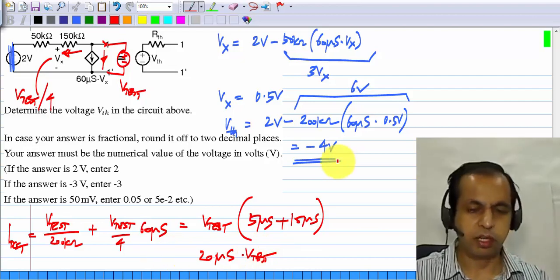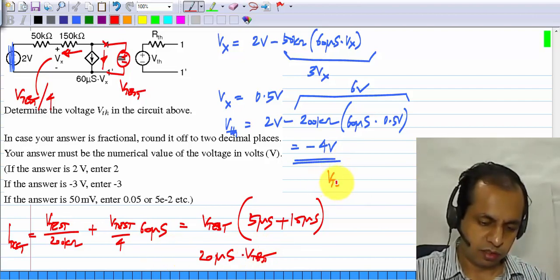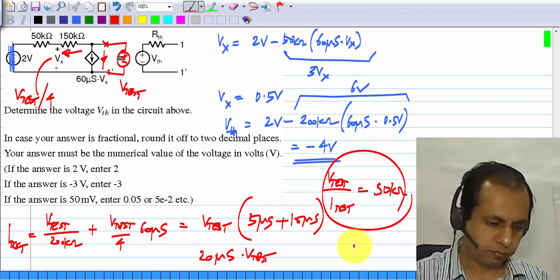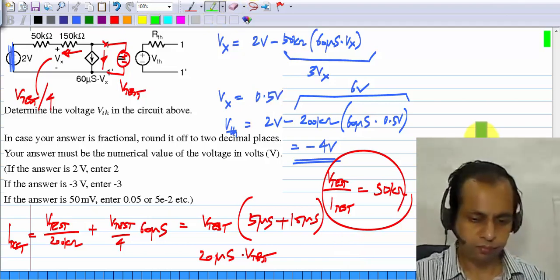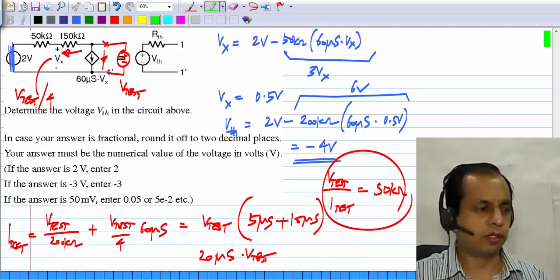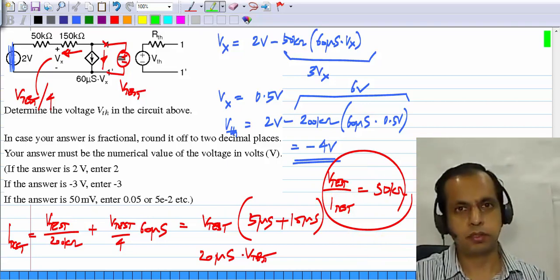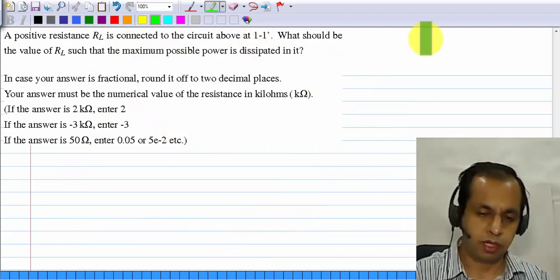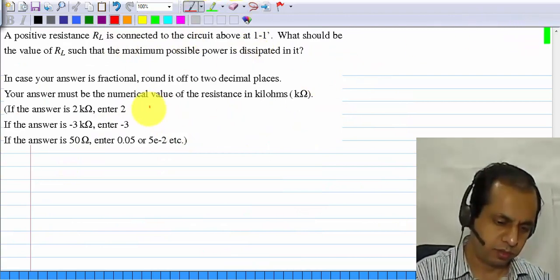and V test by I test is 50 kilo ohms. Okay. So the resistance here is 50 kilo ohms. The resistance RL required is 50 kilo ohms.